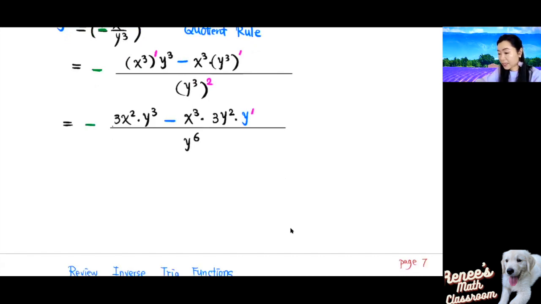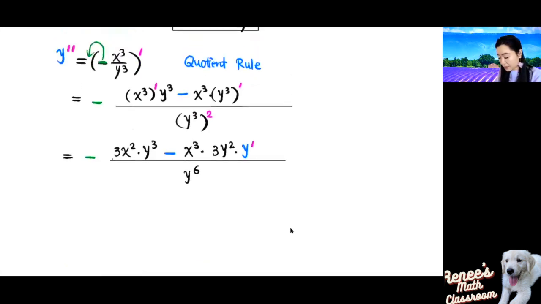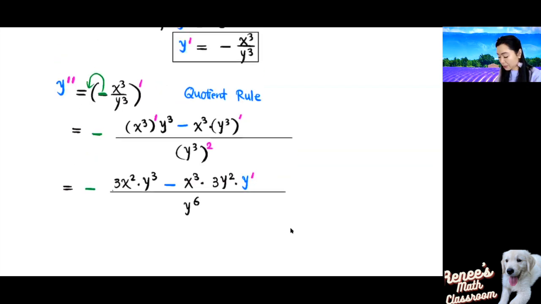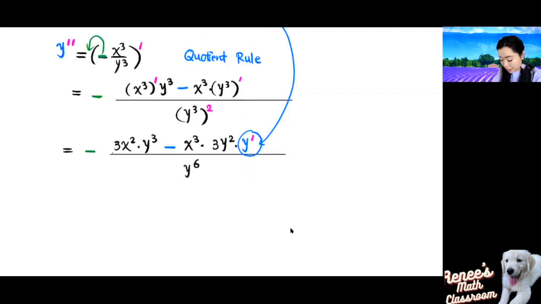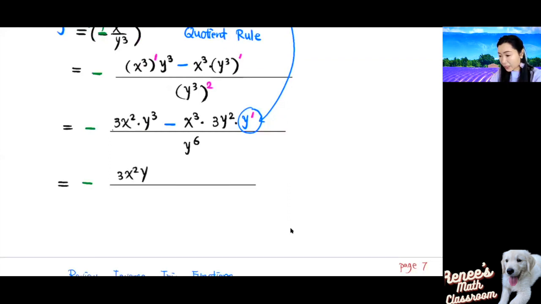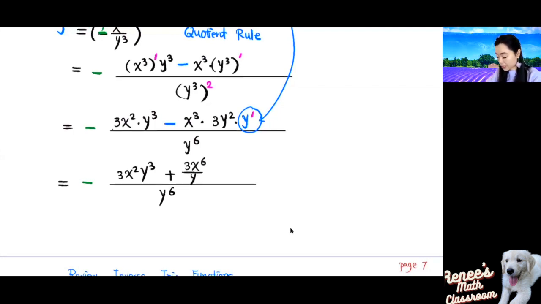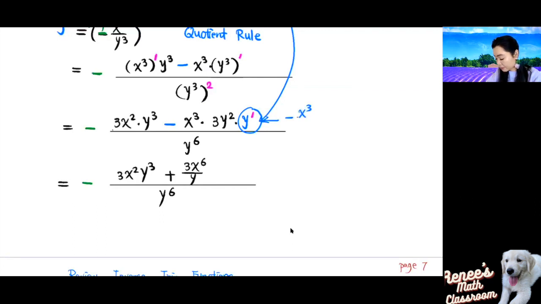Now let's simplify this a little bit. Notice that this second derivative is actually expressed in terms of the first derivative right now. So how about we substitute y prime equal to this into this. To simplify it, we're going to get negative 3x squared y cubed, and then I'm adding 3x to the 6th power over y to the 6th, because y prime over here is negative x cubed over y cubed.